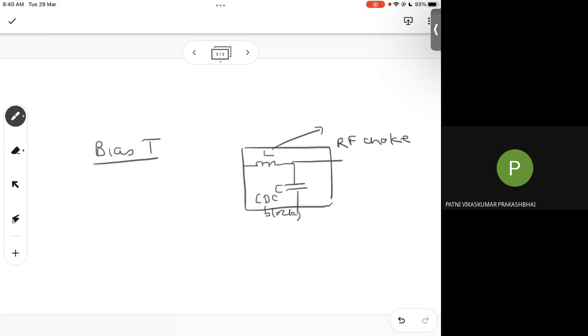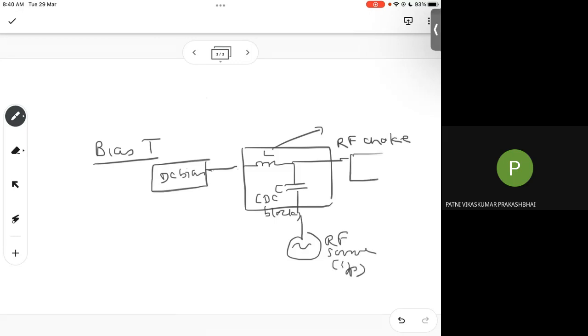So what we do here, when I have to use this, I give DC bias here rather than directly giving. Your inductor will allow DC to pass through. And I give my RF source, which is a high frequency source, which is the input to the amplifier like this. And then it goes to the amplifier. So our system becomes something like this, and then I measure this output.